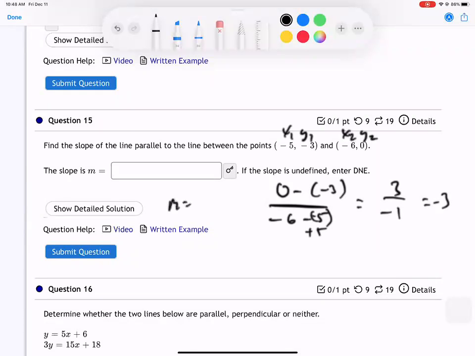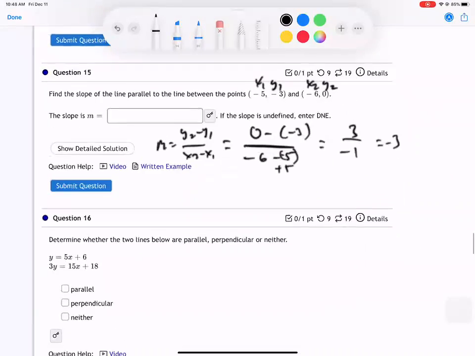Our slope equation is y2 minus y1 over x2 minus x1. If you are creating a sheet of notes for the test, which you remember you are allowed to do, you should write the slope formula. Hopefully you memorized it already, but if you haven't, you can definitely write it.